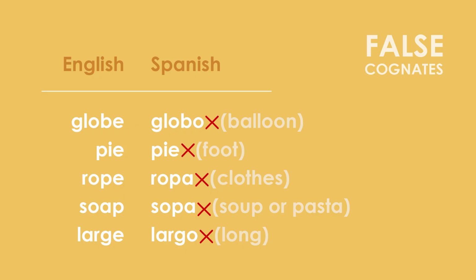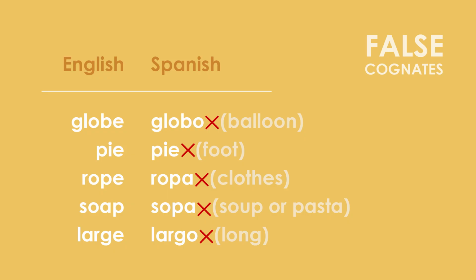Globe. Un globo rojo. It's actually a red balloon, but you might say a red globe, which is not the same thing. A globe is like the world globe, something spherical. Another example is pie. Pie in Spanish. In English, it's not pie. It's spelled the same, but it's not the same word. In English, you have to say foot.